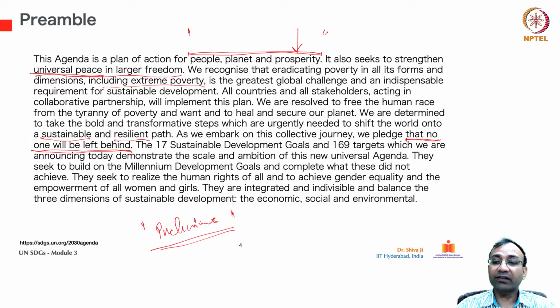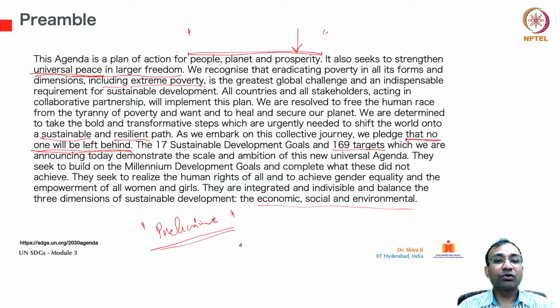The 17 Sustainable Development Goals and 169 targets, which we are announcing today, demonstrate the scale and ambition of this new universal agenda. They seek to build on the Millennium Development Goals and complete what these did not achieve. They seek to realize the human rights of all and to achieve gender equality and the empowerment of all women and girls.